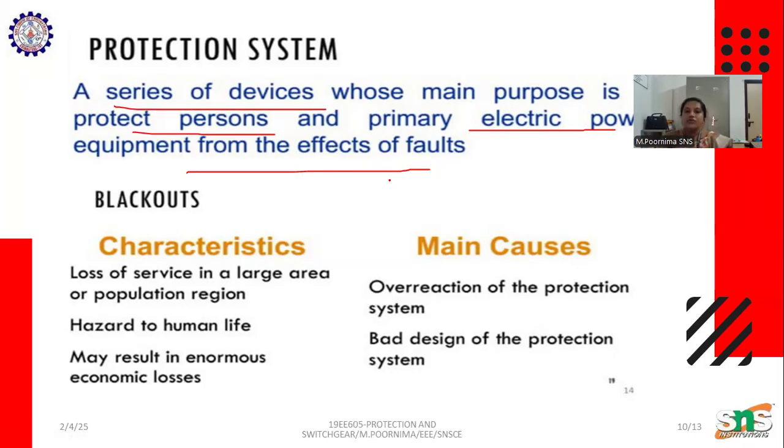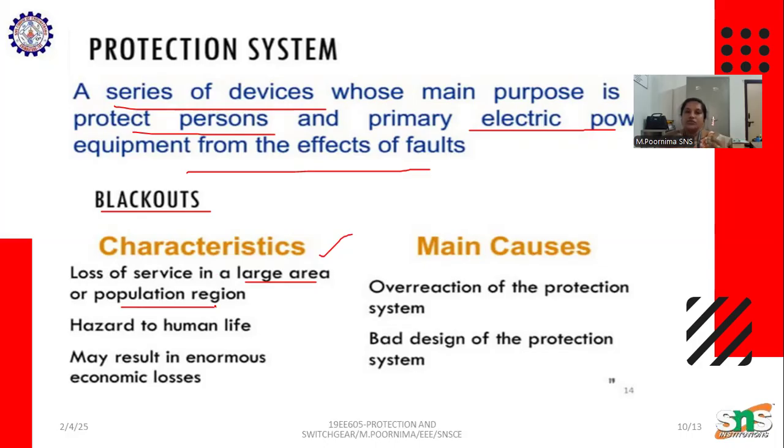Okay. And we know what blackouts are. A blackout is when the entire system gets a fault and the entire system comes to the fault. The characteristic of blackouts is loss of service in a large area, the entire area or a populated region. For example, take the southern zone as a zone. The southern zone is completely in blackout.